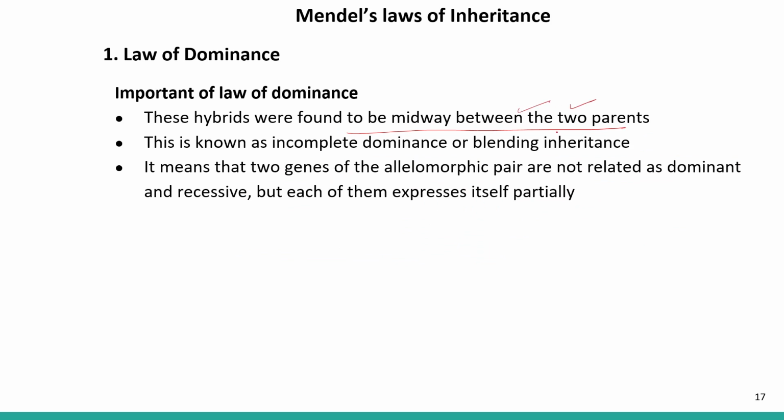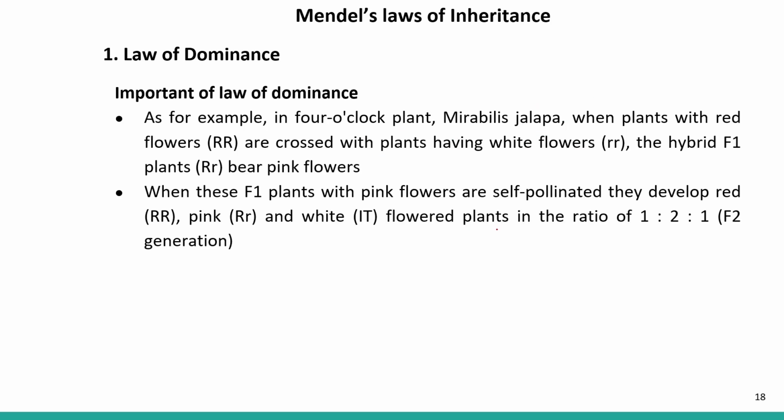So in the blending experiment, what happened? The two genes or the two alleles have a different combination. There is no dominant or recessive type of thing. Both will express themselves. This is known as incomplete dominance or blending inheritance. It means that the two genes of the allelomorphic pair are not related as dominant and recessive, but each of them expresses itself partially.